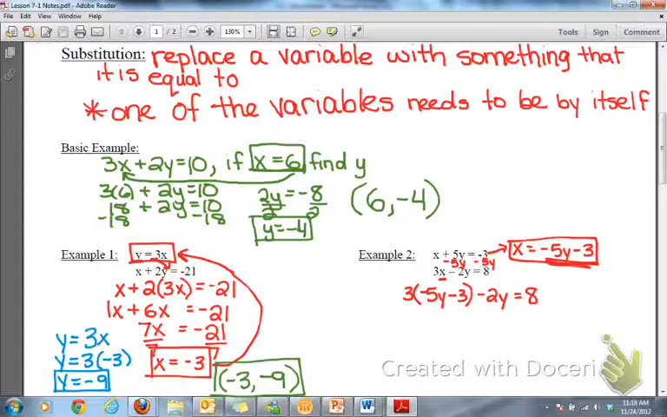Okay, so now I need to simplify the left side so that I can figure out what y equals, because now that's the only variable in that equation. So 3 times negative 5y is negative 15y, and then 3 times a minus 3 is a minus 9, and then we have a minus 2y equals 8. Since the y's are on the same side, I can combine them. Negative 15y minus 2y is negative 17y. And then we still have a minus 9 equals 8.